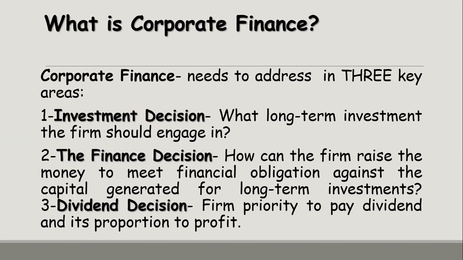Dividend decision: the firm's priority to pay the dividend and its proportion to the profit. Equity holders want dividend. So you have to set how much proportion of the profit will be distributed as dividend to the shareholders.